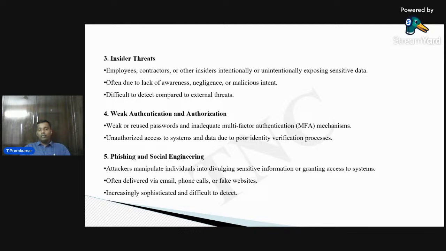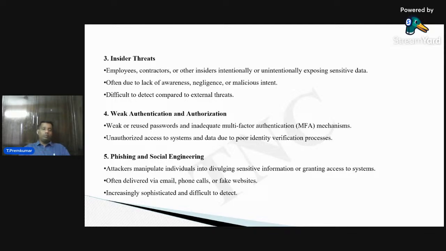So what is the general concept of insider threats? There will be a person inside the organization or institution who intentionally discloses sensitive data to others. It is difficult to detect compared to external threats. If something is happening outside, we can identify and restrict it. But if there is an insider attack, it is very tedious to find out, and very difficult compared with external threats.